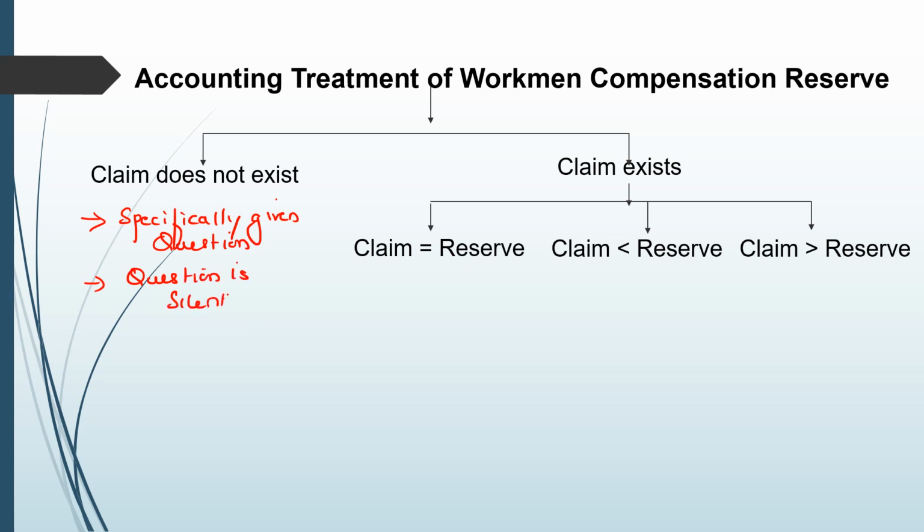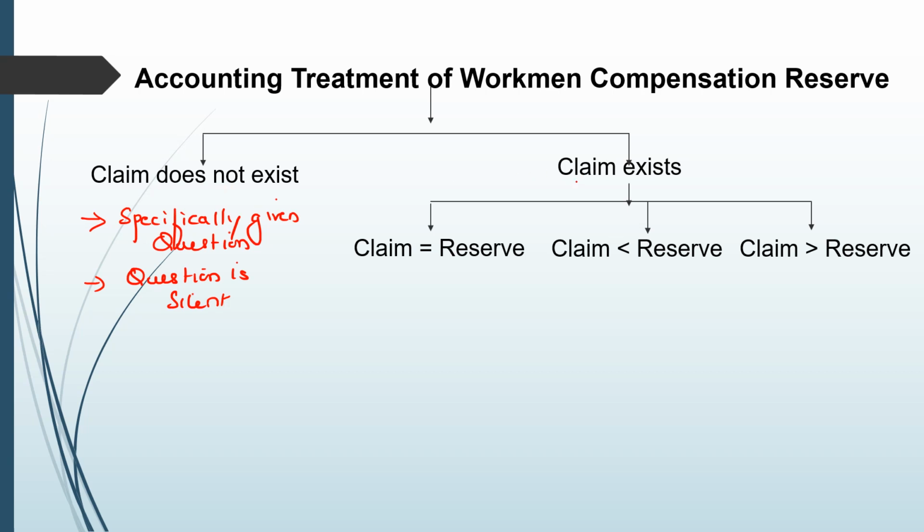Means there is a Workmen Compensation Reserve on the liabilities of the balance sheet and you're undergoing a change in your partnership. At that point of time, if nowhere in the additional information they've given anything about a claim lying against the firm from workers, then under such circumstance you can assume that there is no claim and the accounting treatment will be the same as I will be discussing for where claim does not exist.